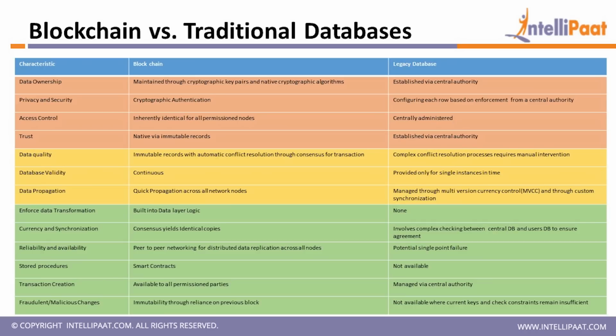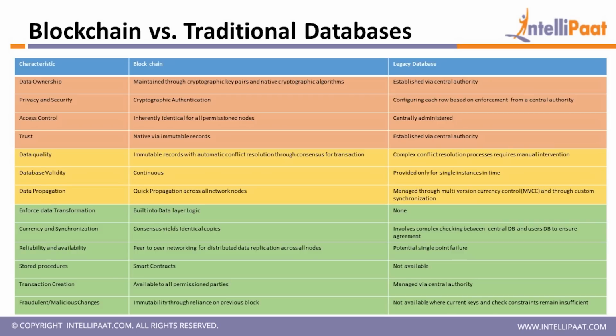Trust. Native via immutable records. So this comes as part of the blockchain concept only. Since records are immutable, you can trust the blockchain that no alteration or change to data will happen without valid transactions. In legacy databases, you have to trust the central authority for your database integrity and security.